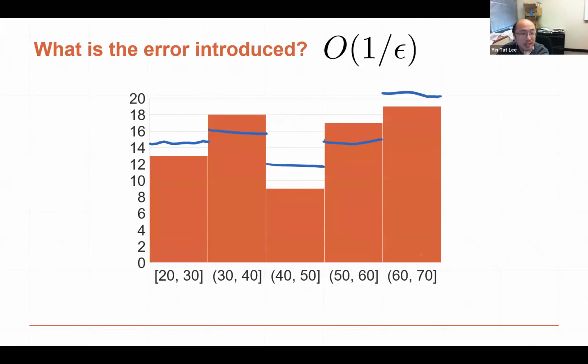And one thing to notice is how much error we introduce in this algo. It is roughly 1 over epsilon.